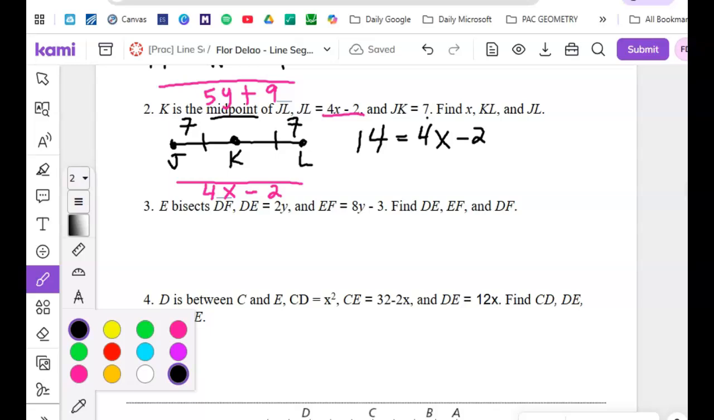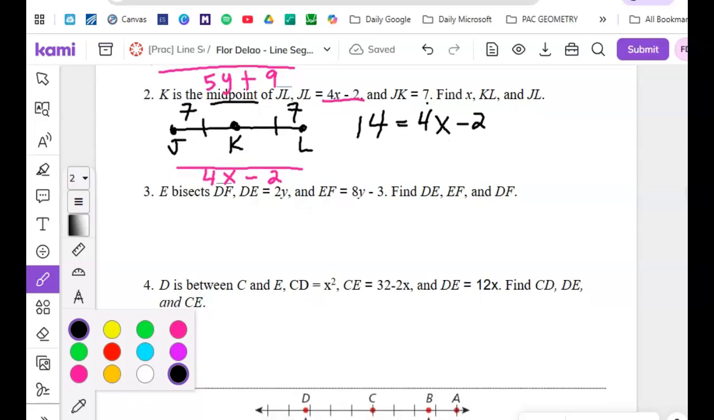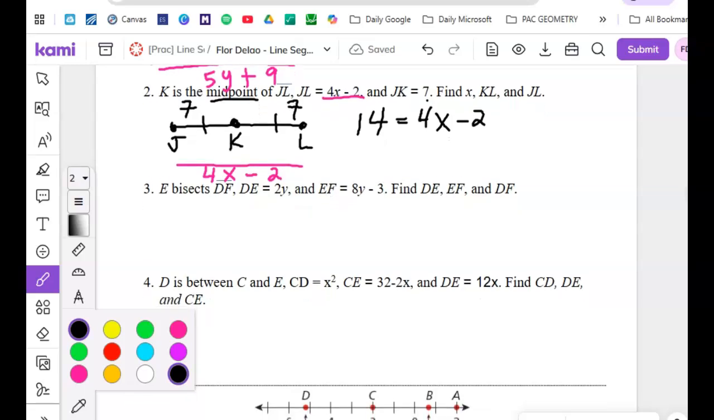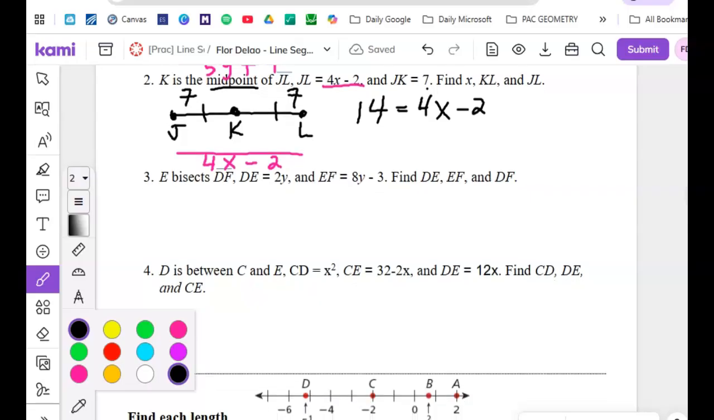Everybody wrote an equation. The video will be uploaded if you missed it.